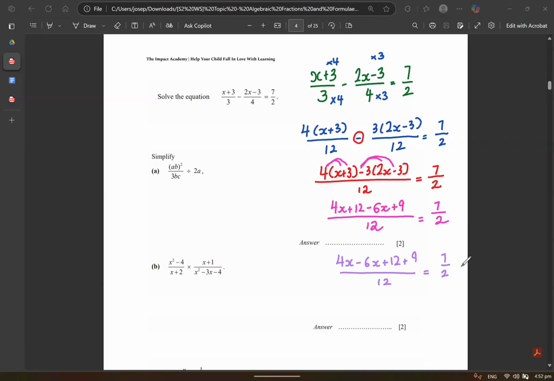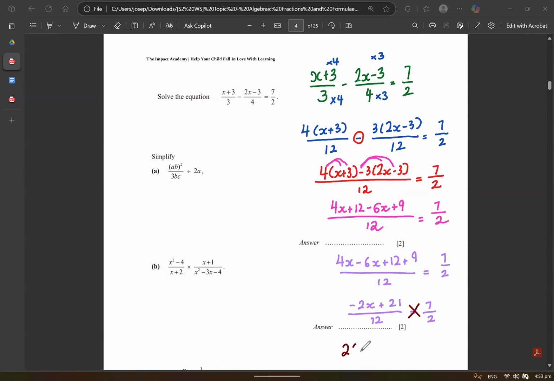How much is that? 4 minus 6 equals negative 2. True? All right. Negative x plus 21 over 12 plus 21 over 12 is equal to 7 over 2. Make sense? All right. Then after that, what you're going to do next is make sure that you can cross multiply already, right? The moment you see an equal sign in between two fractions, you immediately can cross multiply.